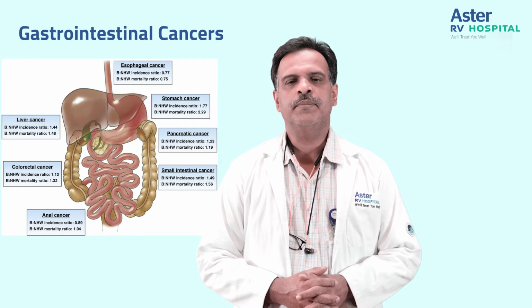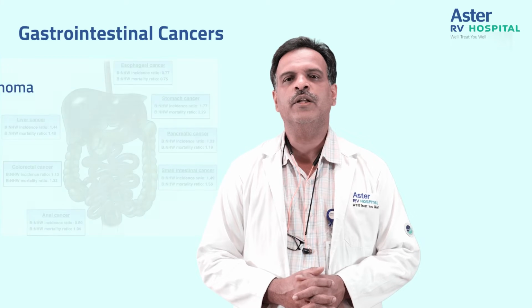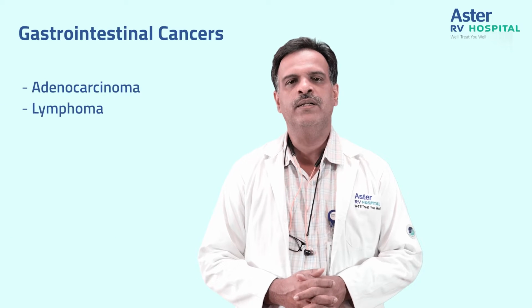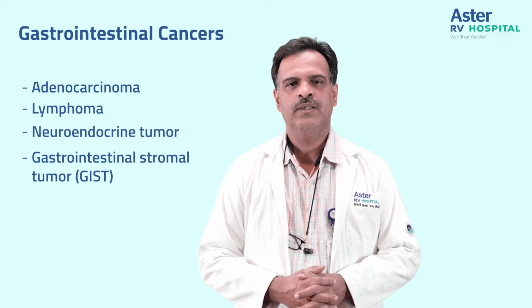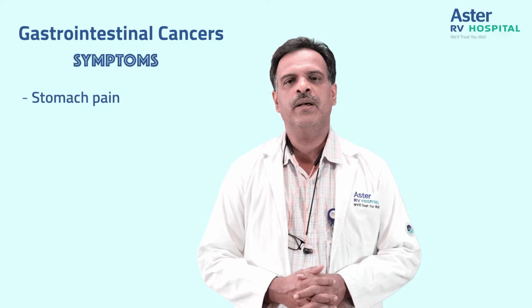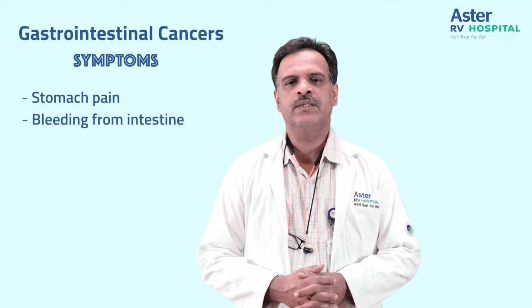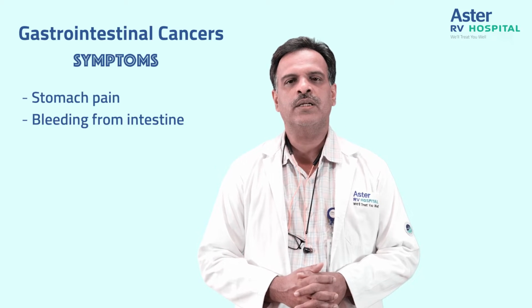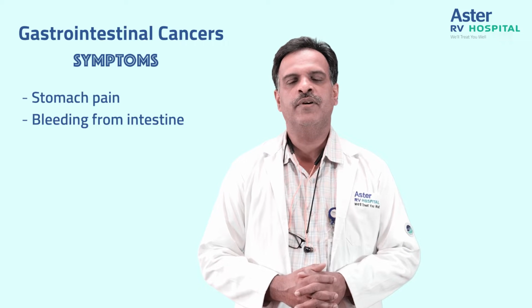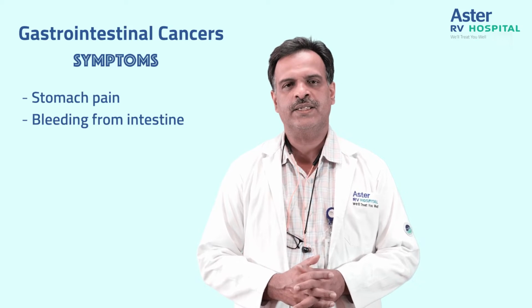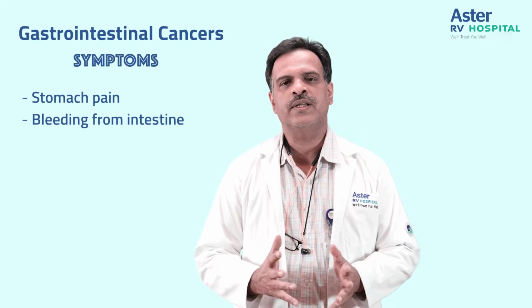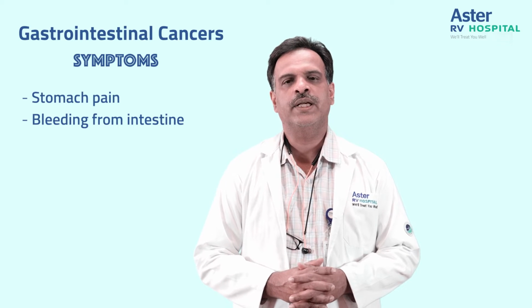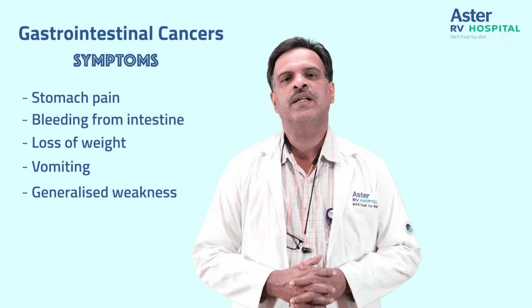In this, we have types of cancers. The most common type is adenocarcinoma. The others are lymphoma, neuroendocrine tumor, and also something called gastrointestinal stromal tumor. The most common symptoms are stomach pain and maybe bleeding from the intestine, which comes in the stools. Sometimes it can be a dark colored stool, which we call melena. If the bleeding is in the stomach, as it passes along the intestine the blood gets denatured and causes melena, which is a black colored stool. So the patient can have loss of weight, vomiting, or generalized weakness.